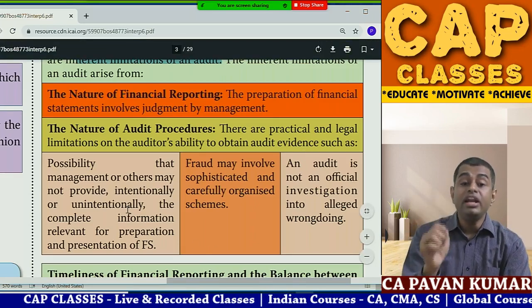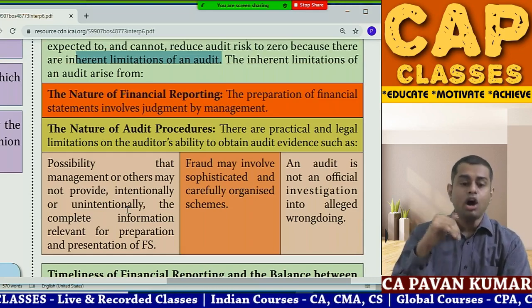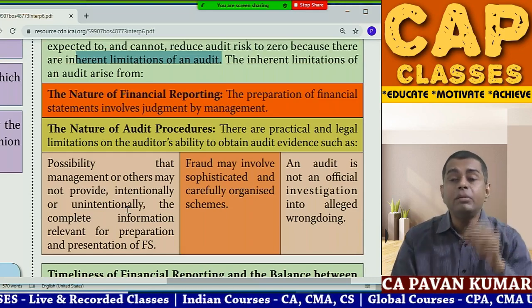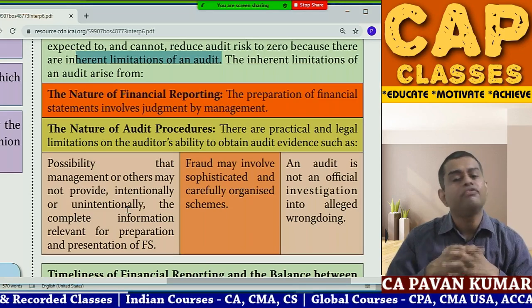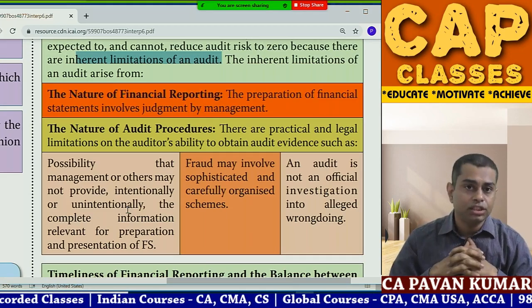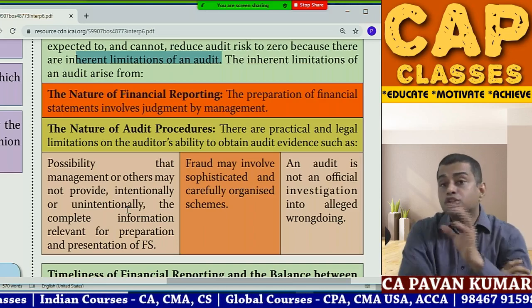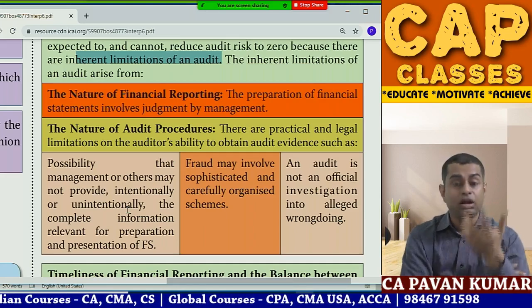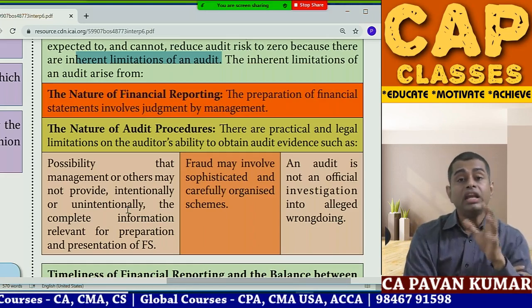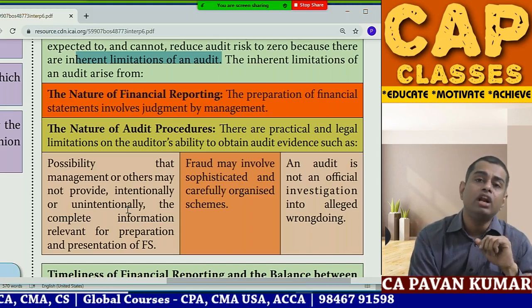And the possibility that management or others may not provide, either intentionally or unintentionally, the information relevant for audit. So I have asked for some information. For example, related party transactions. I asked the management, do you have any related parties? Have you sold any goods to related parties? I have one accounting standard, I have one auditing standard, I need to comply with them. So I asked the management, do you have any related parties? They said, no sir, for our company there are no related parties.